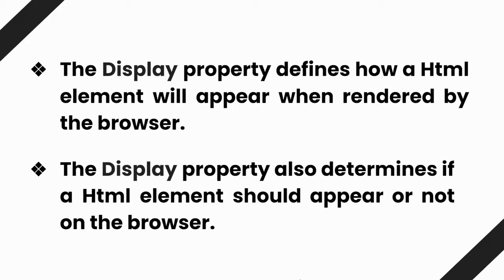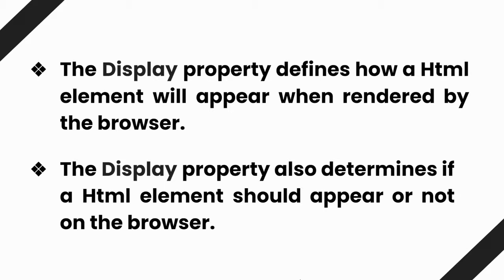But this display property we are seeing today would actually give us more power on how we want the display to be. That's why I said it's something we know about, but having it as a property is what makes the difference, because now we have the power to really define how we want that element to appear on the browser. And then in the second line, it also says the display property determines if an HTML element should appear on the browser or not.